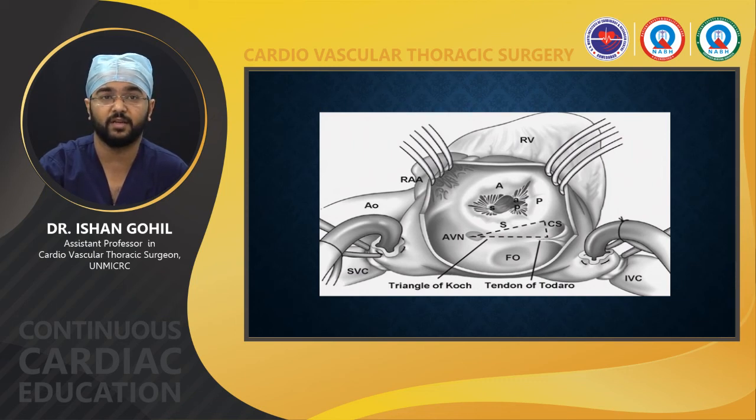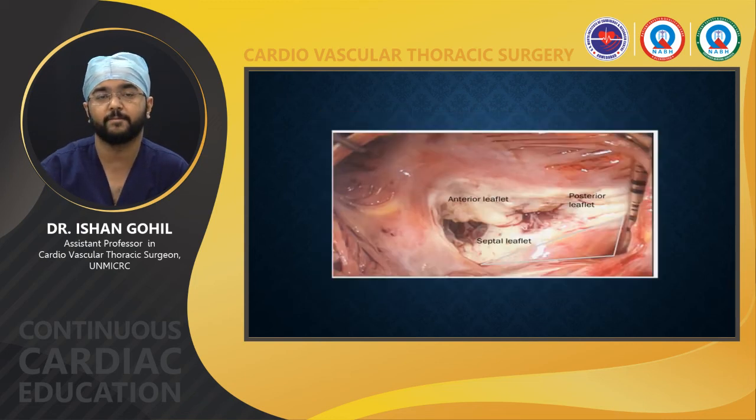The anterior leaflet is the largest one, followed by the septal and the posterior leaflet. This is a diagrammatic representation, hence we cannot see the actual sizes of the leaflets, but this is the actual photo. Here we can see this is the anterior leaflet, this is the septal leaflet and this is the posterior leaflet. So it is obvious the anterior leaflet seems the largest one, followed by septal and the posterior leaflet.